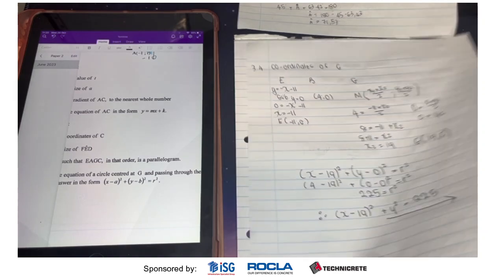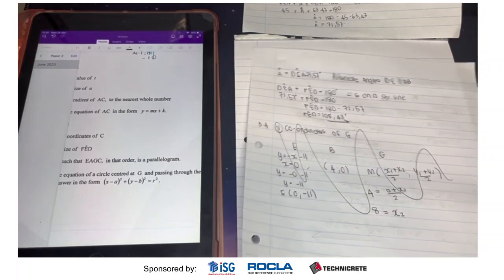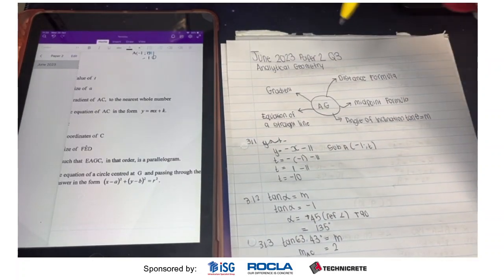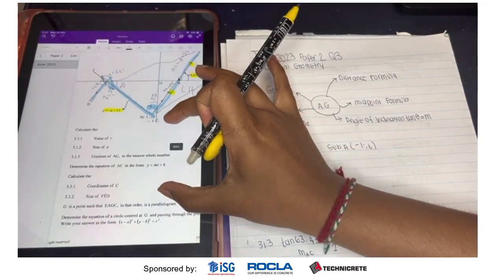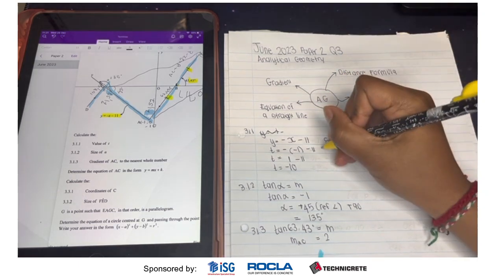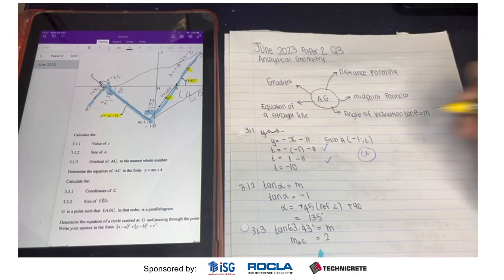Okay, now that we're done, let's quickly go over mark allocations, starting from the beginning. The first question, looking back, asked us to find the value of t. Finding the value of t was just a 2-mark question. You got marks awarded here for substituting into that equation and for your value of t. So that was 2 marks.